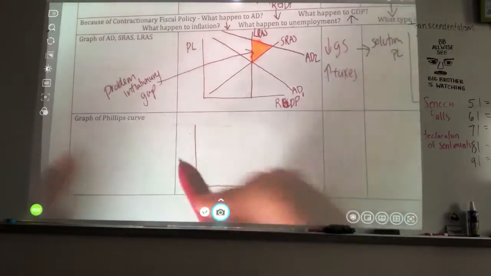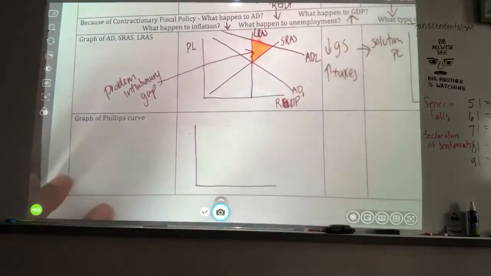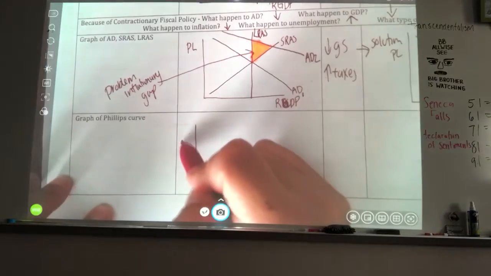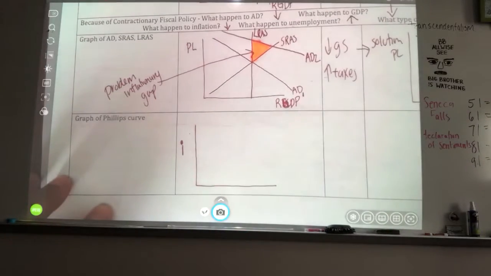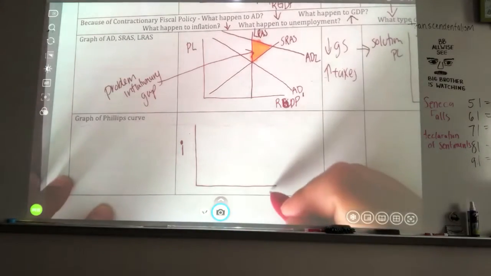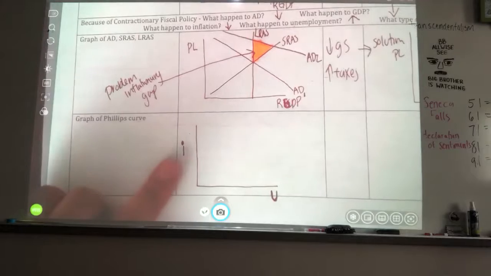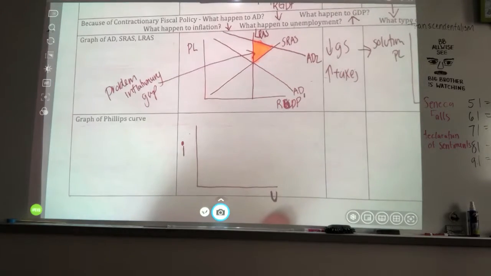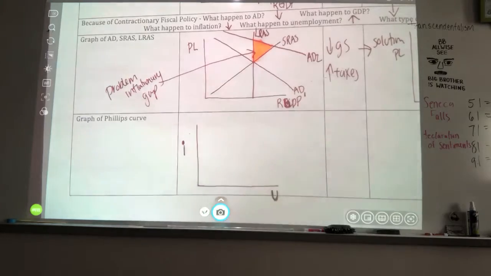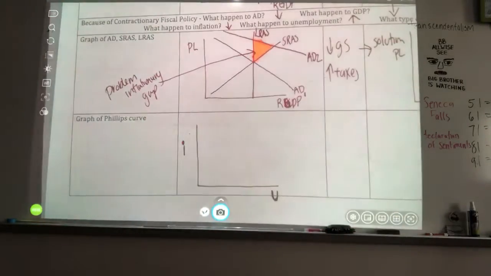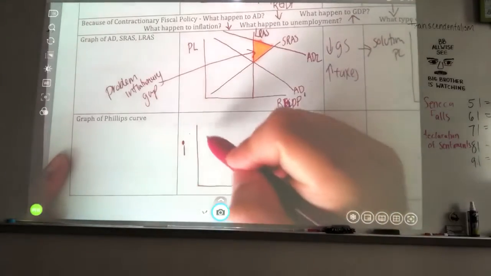Okay, so what do I label this axis on the Phillips curve? I for inflation. And then I labeled this curve what? U. Okay, what does the I represent? Inflation. What does the U represent? Unemployment. So I need to show the problem. So how does my Phillips curve go?